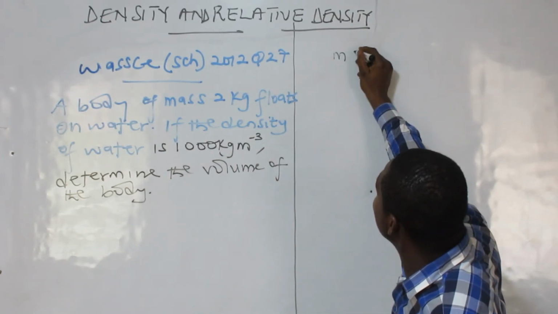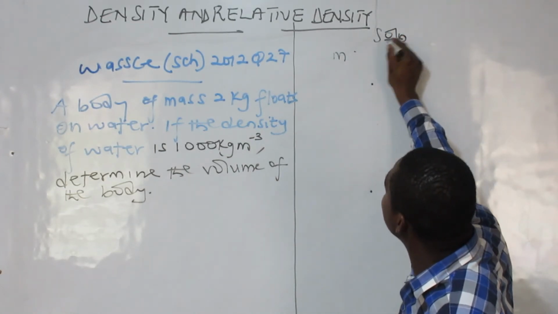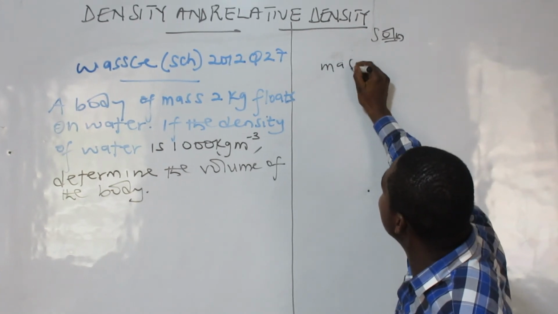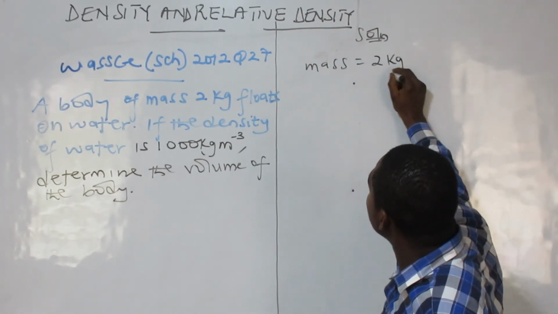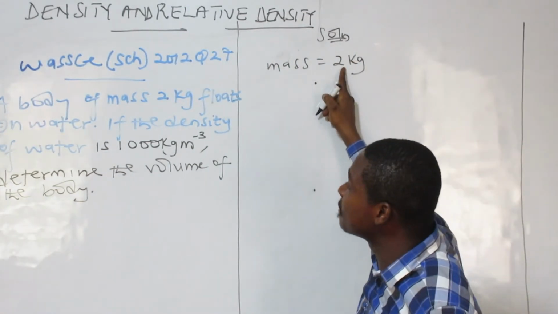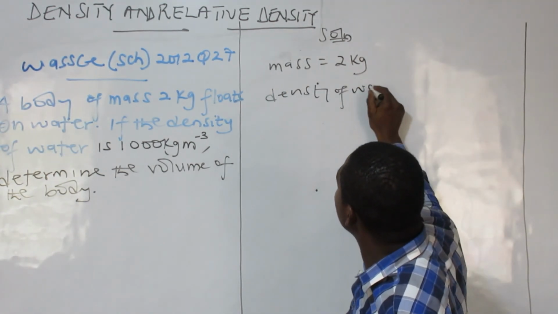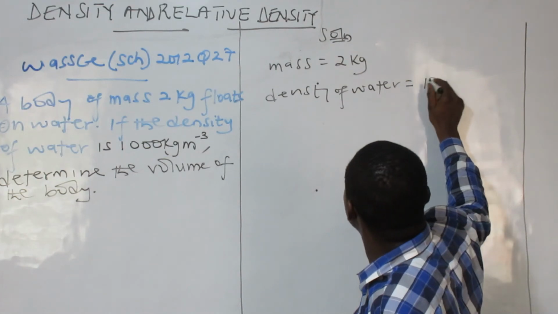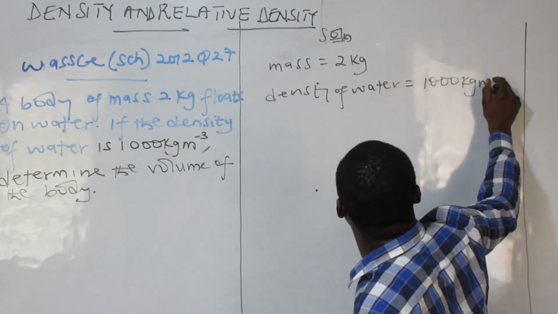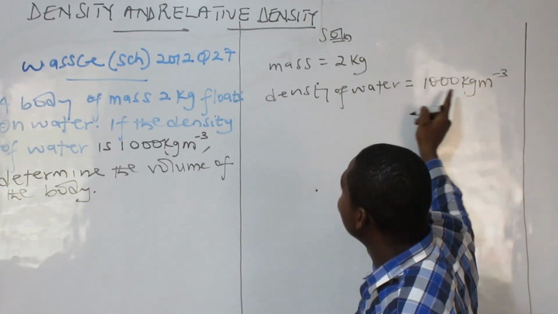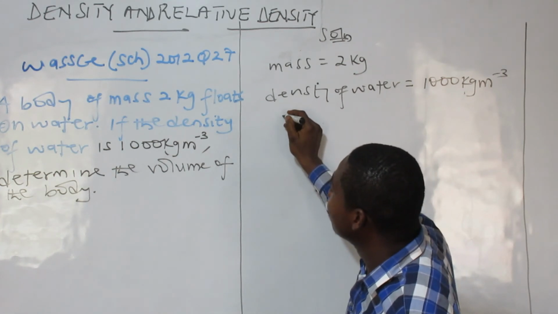Now, there is a mass of the body. Solution to the problem. There is a mass. It is in standard. You don't need to change to grams. The density of water, the value was given as 1000 kilogram per cubic meter. I told you, right? That is standard. So determine the volume.